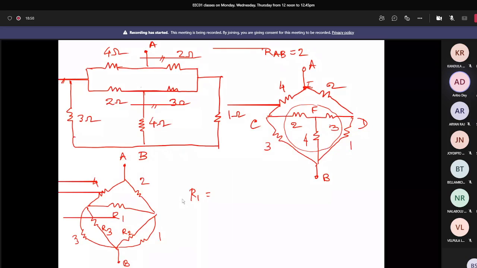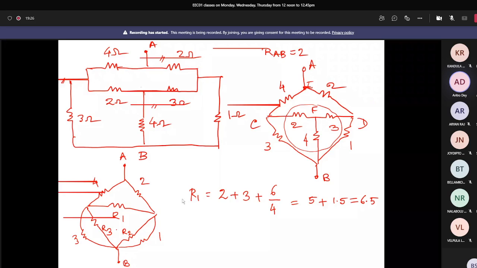Like here it is 2 and 3. So 2 plus 3 plus 6 by 4. Yes, sir. So it is becoming 3 by 2, so 1.5, so 6.5. Am I correct?